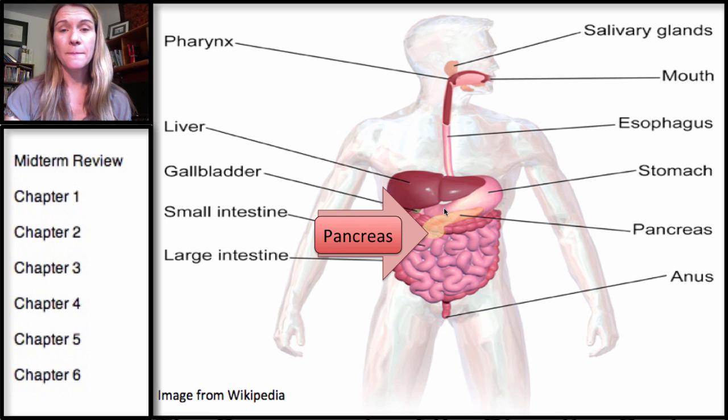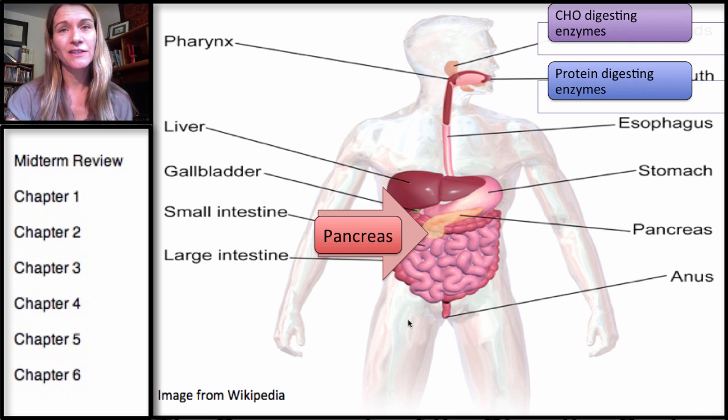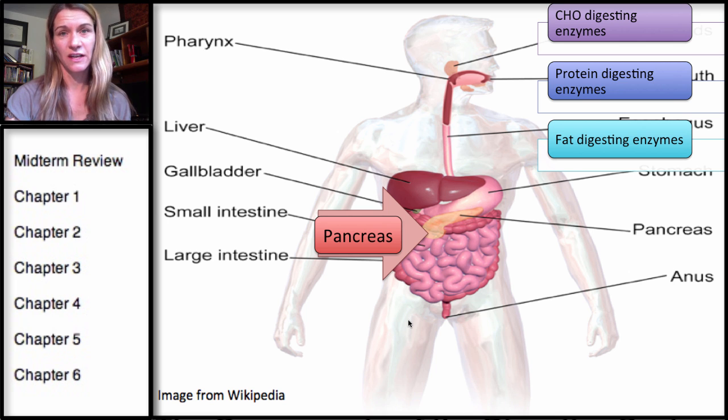The pancreas does many things, but as far as digestion is concerned, it releases carbohydrate digesting enzymes, protein digesting enzymes, and fat digesting enzymes. You don't need to know the names of these, but that's the pancreas's role in digestion and absorption. An enzyme is going to break the food down into its individual nutrients. You can't get that absorbed into the bloodstream until that happens.